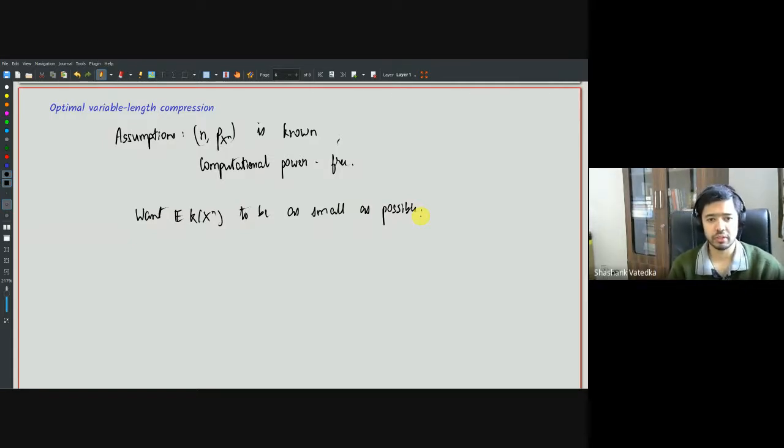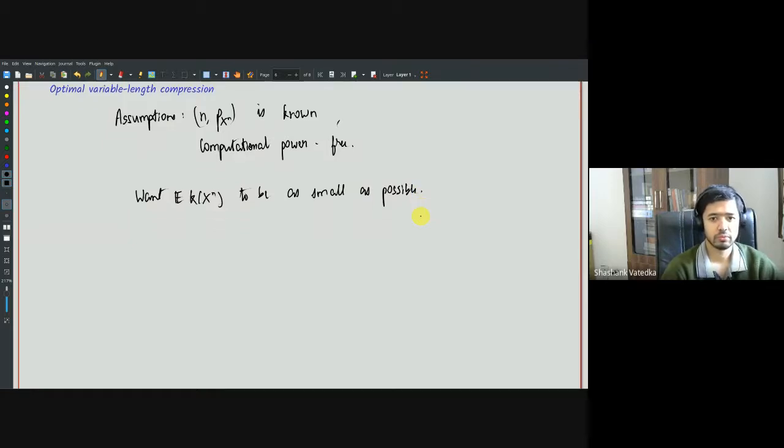So if you were given these constraints, so these are the requirements, how would you go about designing a compressor? What would you do? Anyone?